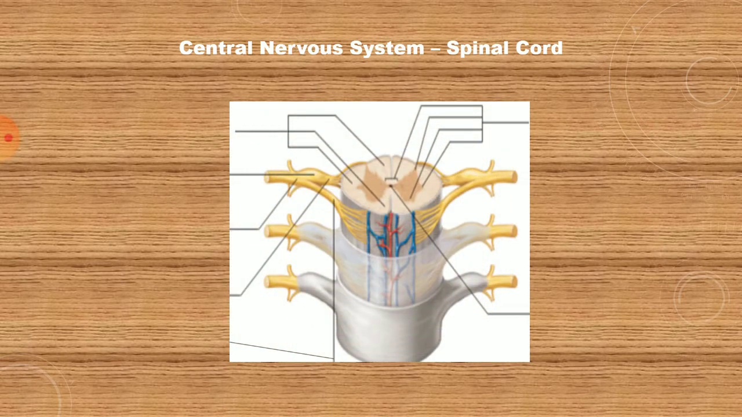First one, CNS, the central nervous system, in that the spinal cord. The spinal cord is a cylindrical structure lying in the neural canal. It is also covered by meninges. Already we saw in the brain, meninges means three covering membranes: dura mater, arachnoid membrane, and pia mater. The same meninges are present in the spinal cord also.